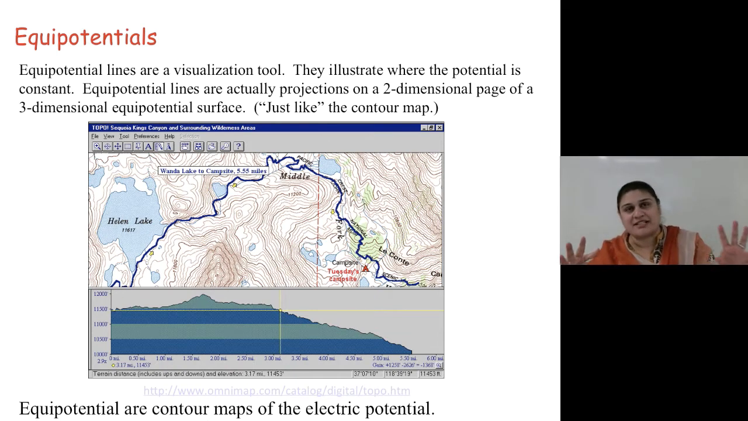So think of this as a contour map. Contour maps are also drawn on a 2D surface for a map that shows ridges and depths and flat surfaces, right? So where there are more lines, you know that has a higher elevation. So equipotentials are contour maps of the electric field.